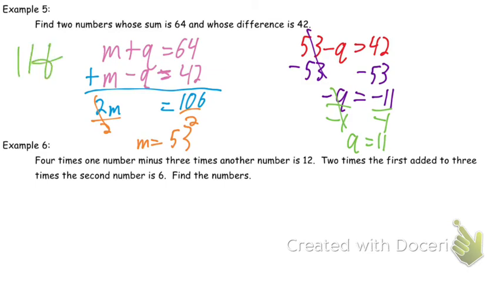11 and 53. And this one we actually don't have to write as an ordered pair because it's not a coordinate. We're answering another type of problem. We're saying, what two numbers? 11 and 53. It really doesn't matter which number comes first in this scenario because it's a word problem.